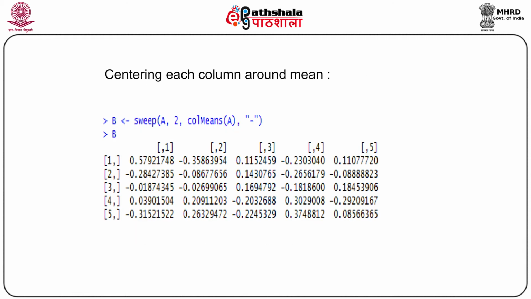Here, with the help of the sweep command, we are writing sweep, then within the first bracket the matrix A, then 2 and then the column means. Here the subtraction operator is used. The idea is to center each of the columns around their mean, that is, subtracting the column means from each of the elements of the respective columns, and all the resulting elements are stored within matrix B.